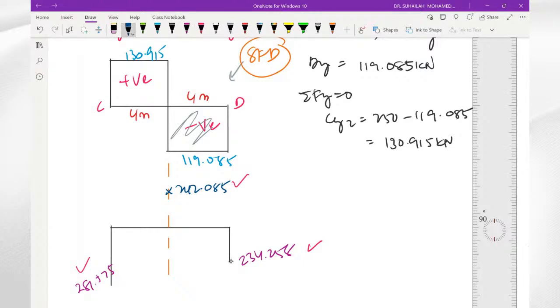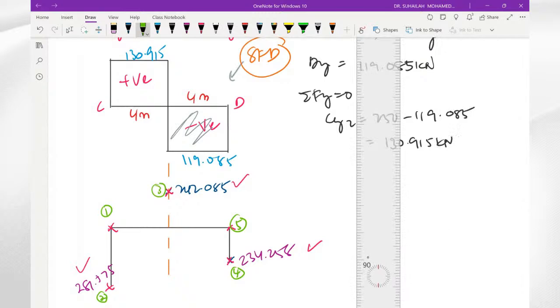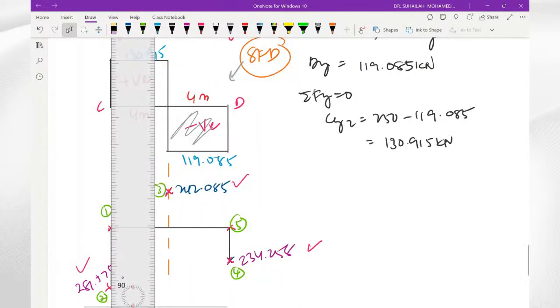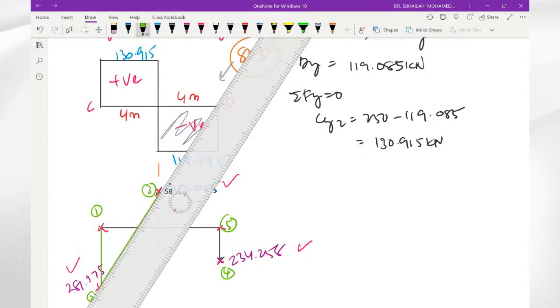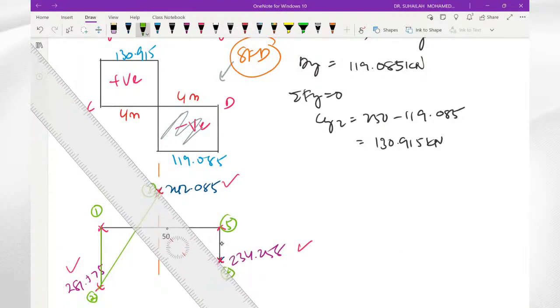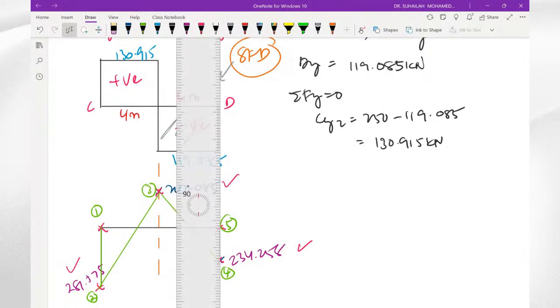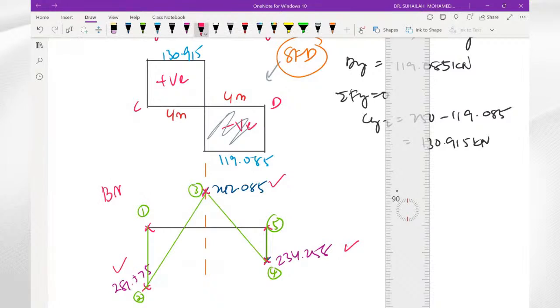So the last point will be here. The first point is 0, and then this is the third point, the fourth point. This is number 1, number 2, number 3, number 4, and number 5 for the BMD. So this is the bending moment diagram for C and D.